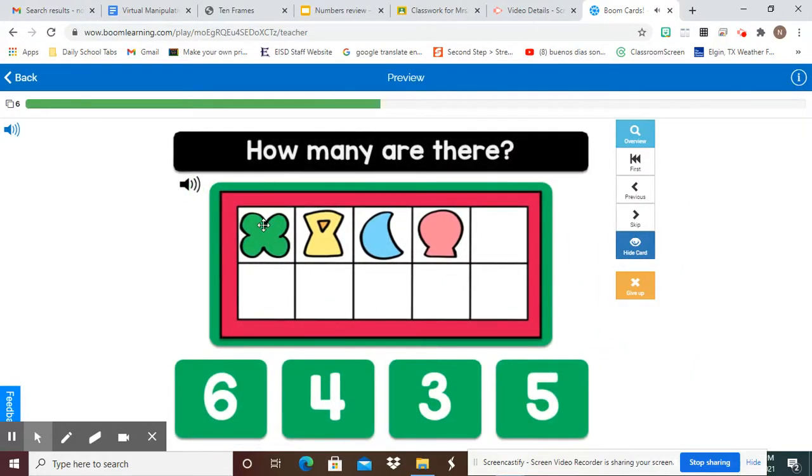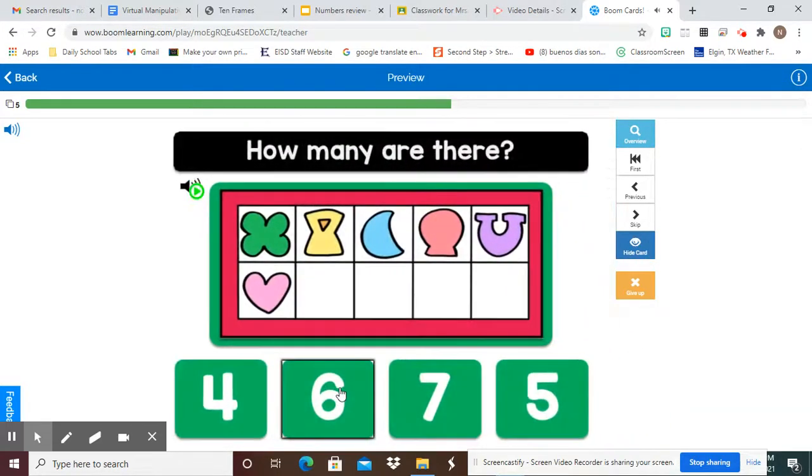How many do we have now? Let's count them. 1, 2, 3, and 4. Is this 4? Is this 4 or is this 4? Choose one before I give you the answer. This is number 4. How many do we have? Let's count. 1, 2, 3, 4, 5, 6. So which one is 6? This one, this one, this one, or this one? Choose one. And this is 6.